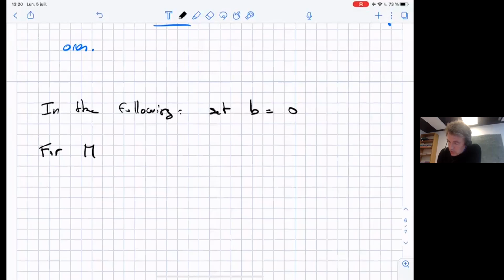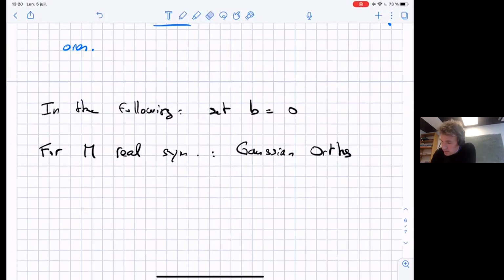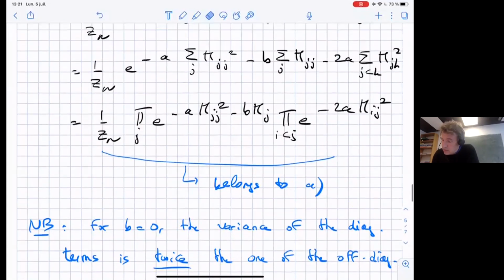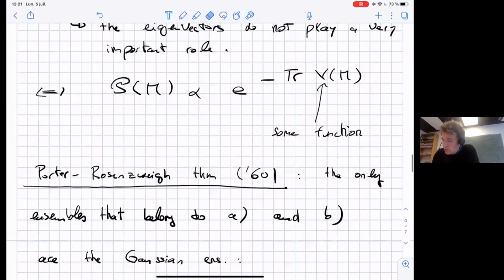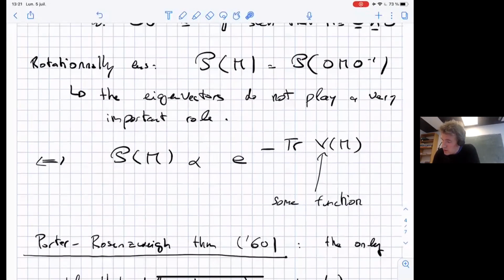Okay, so just some definitions. Here I mostly discussed the case where M was real and symmetric. And this ensemble is well known. Maybe you have already heard about it. It is called the Gaussian orthogonal ensemble. So Gaussian is quite clear. Ensemble is also clear. Orthogonal, you see, does not mean that the matrices themselves are orthogonal, but the measure is invariant under orthogonal transformations. So orthogonal is really in that sense.